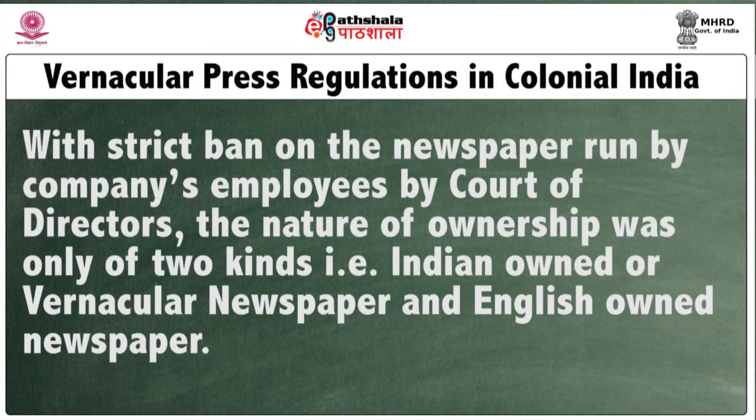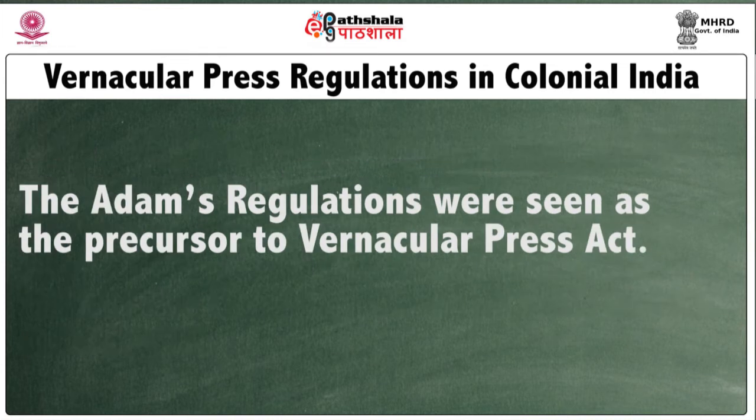Indian newspapers mostly criticized the policies of the government and talked about social reforms and policies. As a result, they were largely the targets of the colonial regime. With a strict ban on the newspapers run by company employees by the Court of Directors, the nature of ownership was only of two kinds, that is, Indian-owned or vernacular newspapers and English-owned newspapers. The Adam's regulations were seen as the precursor to the Vernacular Press Act.